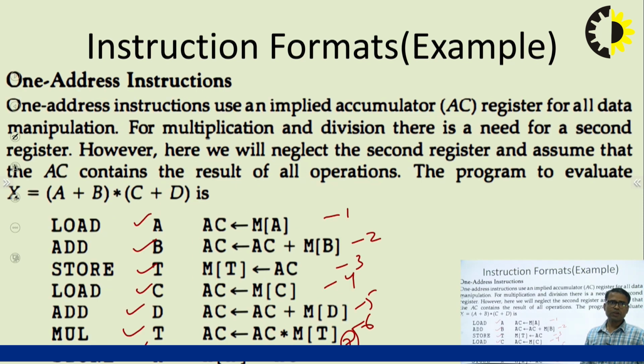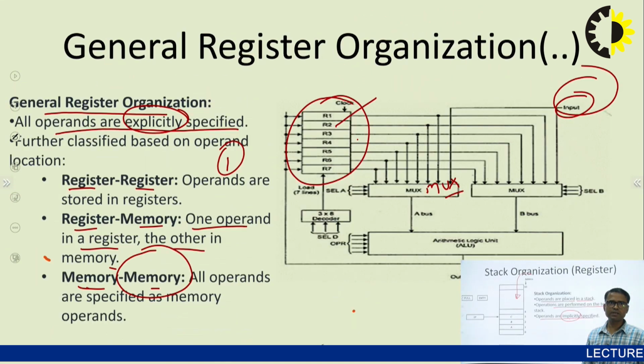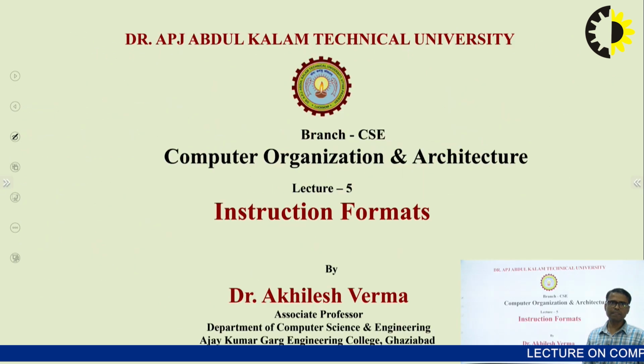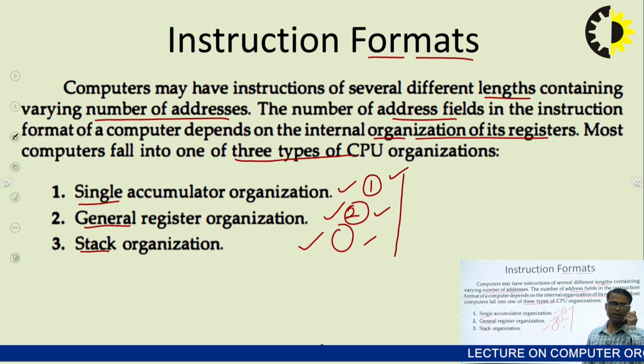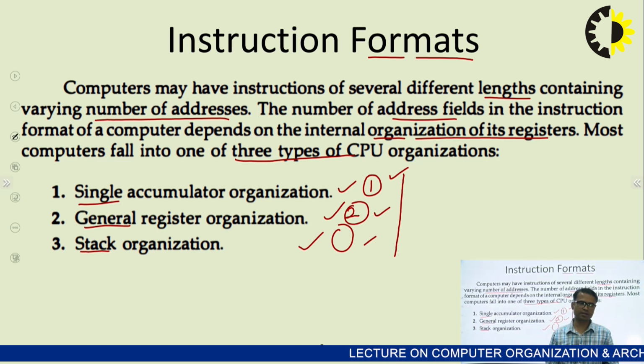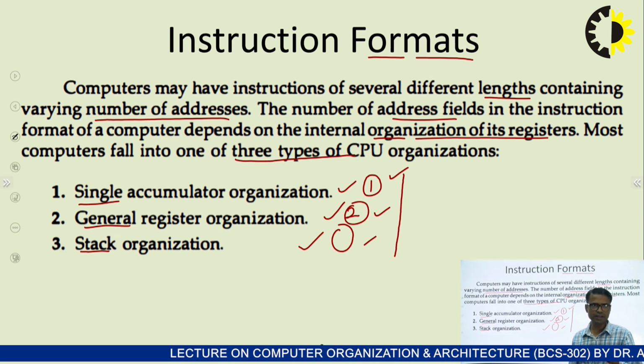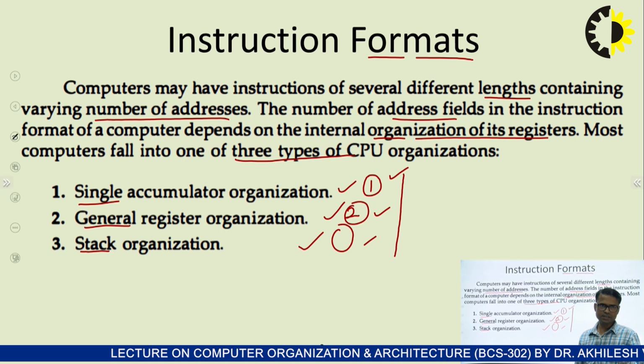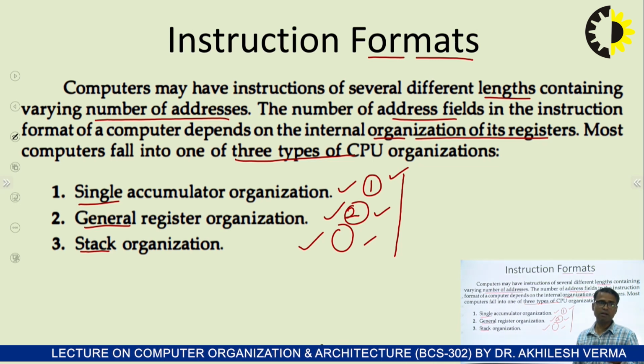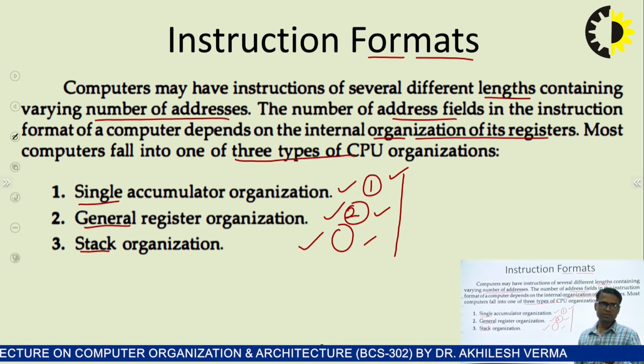Fine. So, if we see all the instruction formats that you have learned till now, as far as the organization is concerned, single accumulator, general organization, and stack, they have different efficiency of execution of instructions. Single accumulator is in between the slowest and the fastest, general is the fastest, and stack is the slowest.